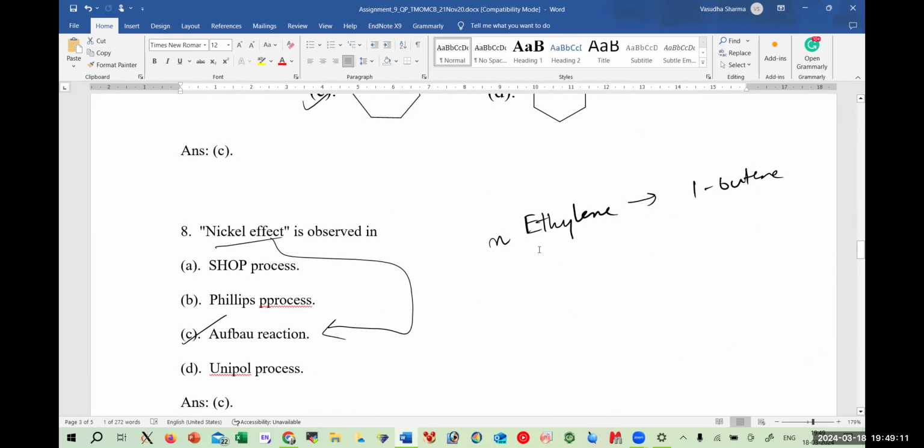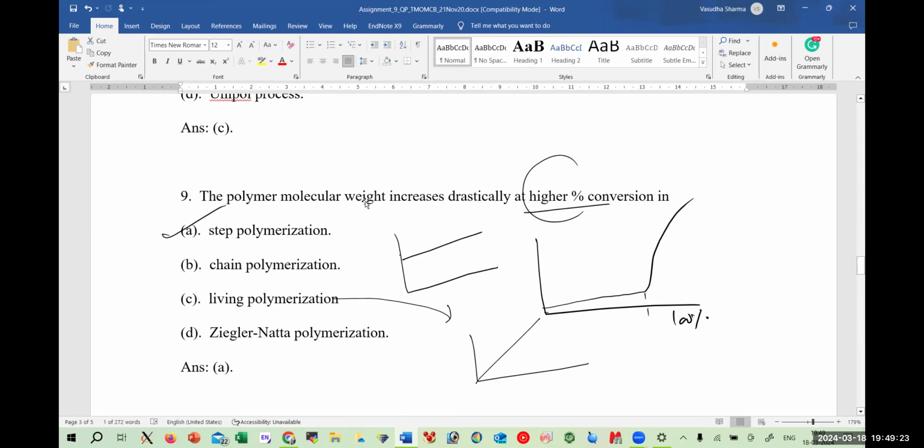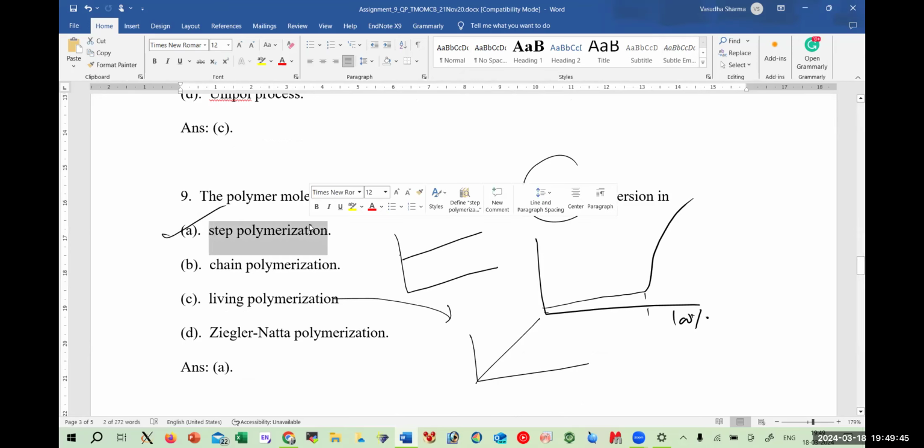The nickel effect we have already talked about. It has been observed in the Alfen process that it goes into dehydroalumination, where it releases the aluminum hydride compound. This also we saw, that polymer molecular weight increases drastically at higher conversion. So conversion and molecular weight are linearly related when we have chain growth. But when we have step growth, at a certain conversion it shoots up the molecular weight. So out of the four options, the right option is step polymerization.